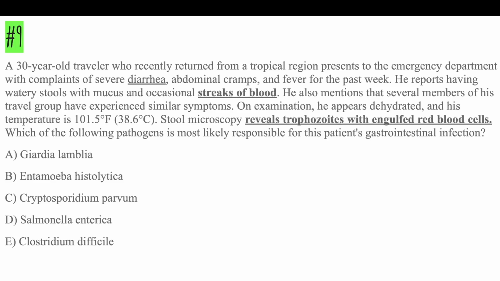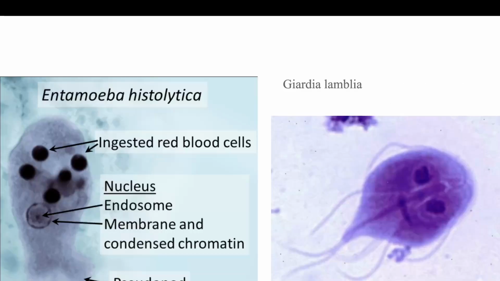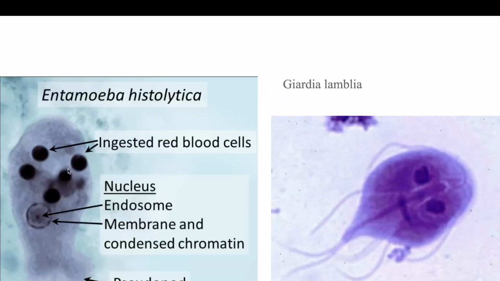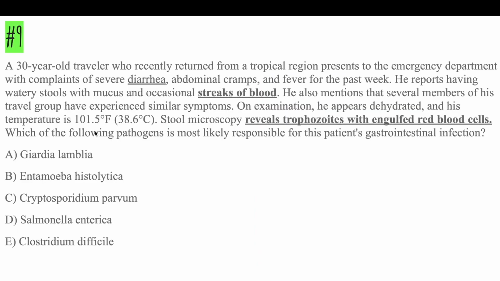So this is a little bit more of a straightforward question if you're familiar with your micro. I don't know if you've seen what an Entamoeba histolytica, the correct answer B, looks like, because they can also show you that on exams. Here's a little picture of Entamoeba histolytica, comparing it with Giardia, because both of them, as you can see here, are trophozoites. The difference between the two was the bloody diarrhea, because Giardia normally does not have bloody diarrhea, it's just the watery kind, but the trophozoites with engulfed red blood cells, that's code for Entamoeba histolytica.